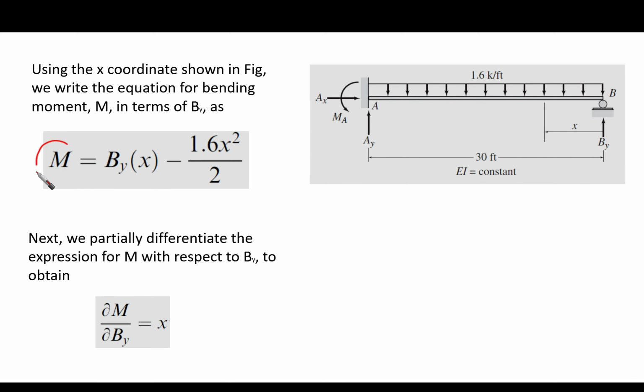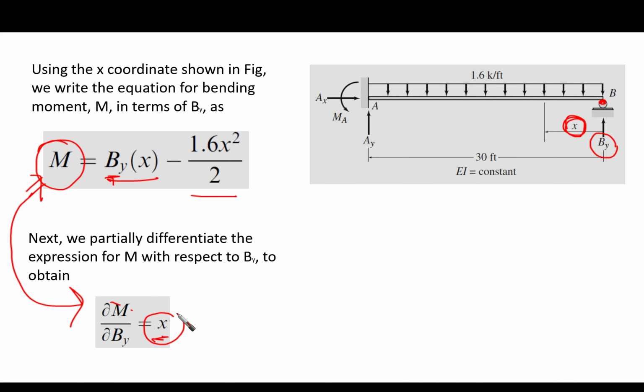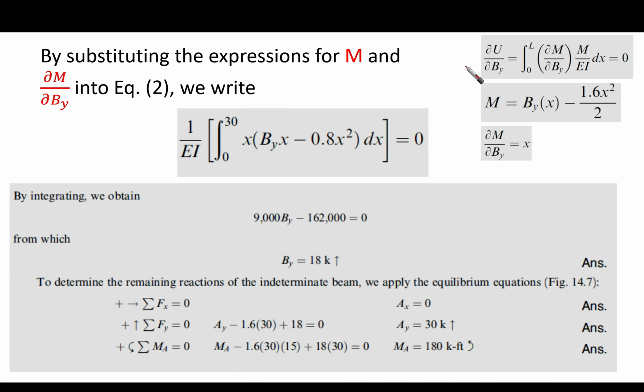Okay, so now this is M. We said that this is going to be the point of origin. X is going to be our location parameter. By is our redundant. Then we put M as a function of these two parameters, and we got the derivative with respect to By. So we obtained partial M partial By equal to x. Then we substitute in the main equation. We have M, we have partial M partial By.